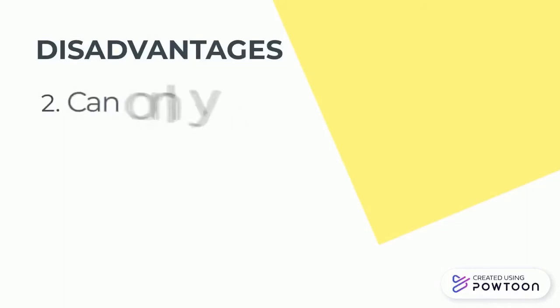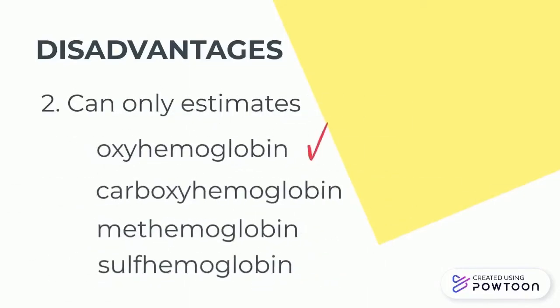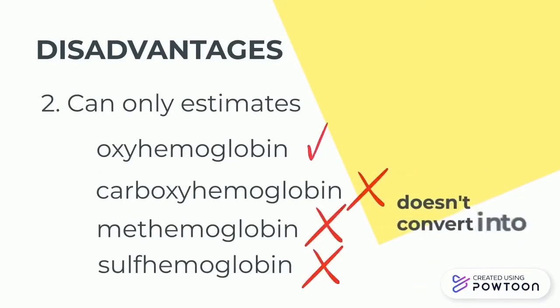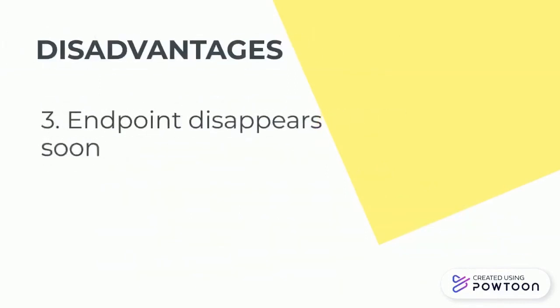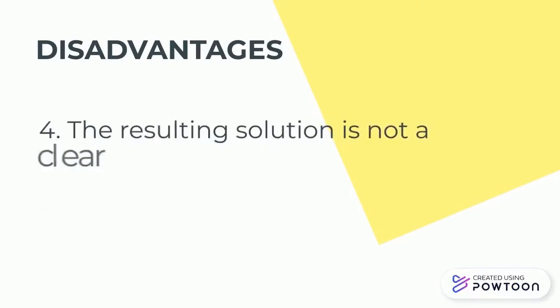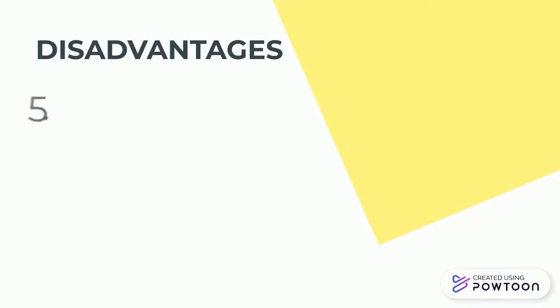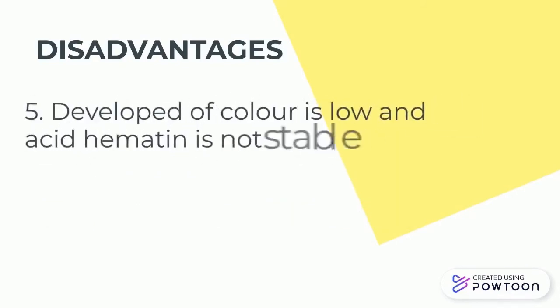This method can only estimate oxyhemoglobin. The carboxyhemoglobin, methemoglobin, and sulfhemoglobin cannot be estimated because they are not converted into acid hematin. The endpoint disappears soon, so it is difficult to know the actual endpoint, and also a proper stable standard is not available. The resulting solution is not a clear solution, but a suspension due to the action of hydrochloric acid on the proteins and lipids. The envelope of color is low and acid hematin is not stable.